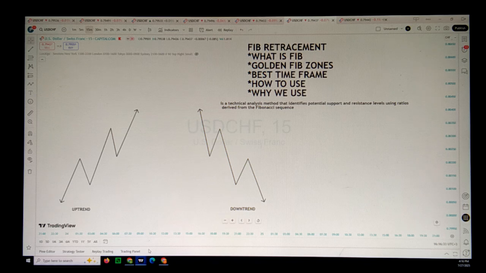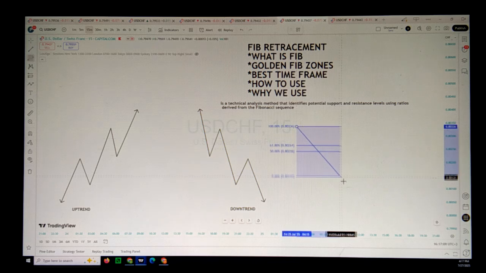So number 2, I'll be talking about golden zones of Fibonacci. So golden zones of Fibonacci include 0%, 50%, 60%, and 100%. So our main golden zones for reversals are 50 and 60%. So let me show you. This is our Fibonacci tool. So you just drag your mouse there and click once. After you click, then you come and drag on your chart.